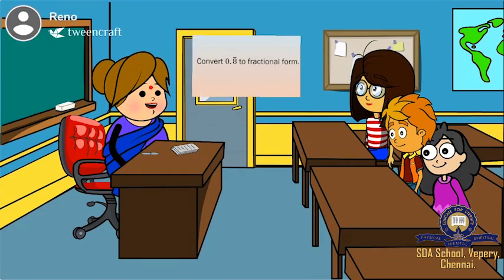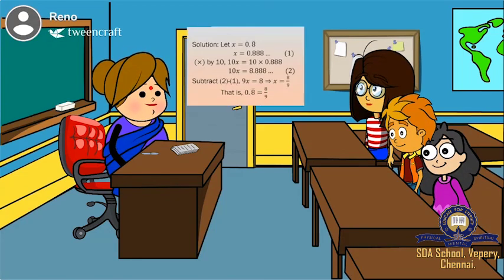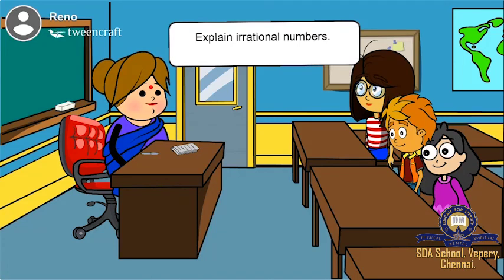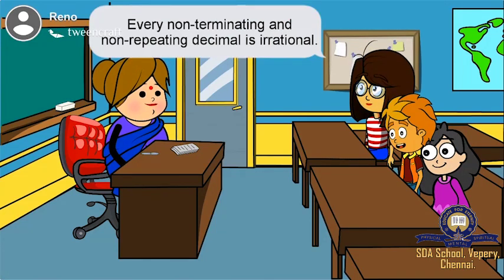So now the next question is, convert 0.8 bar to fractional form. The answer is 8 by 9, ma'am. Very good. Now can anyone explain irrational numbers? Every non-terminating and non-repeating decimal is irrational, ma'am. Very good. Students, I hope everybody understood the concept clearly.